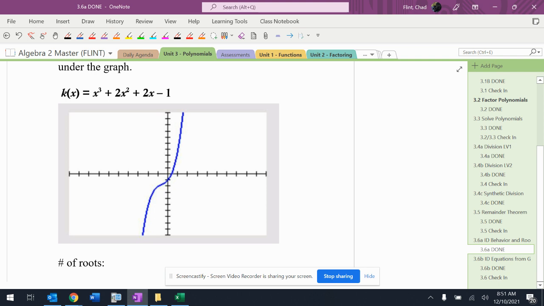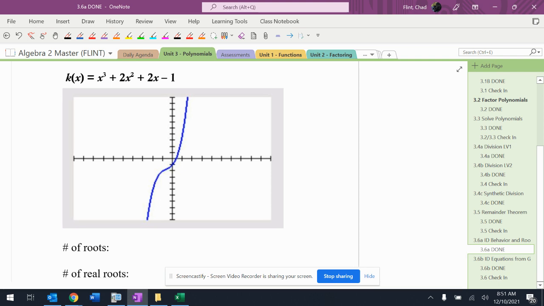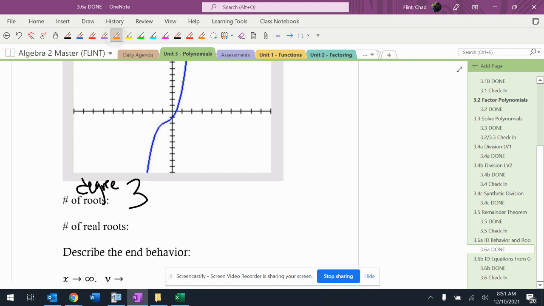The graph is there. So the number of roots is equal to the degree, and the degree is the highest exponent, which means there's three. The number of real roots is the same as the x-intercepts. How many are there? Well, there's only one, so that means there's one real root, which means there's two imaginary.